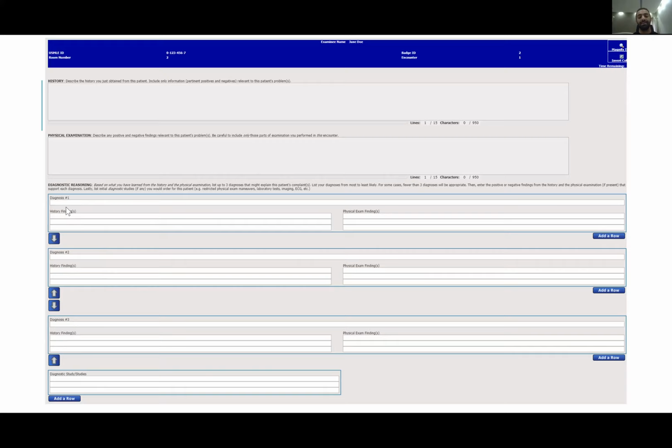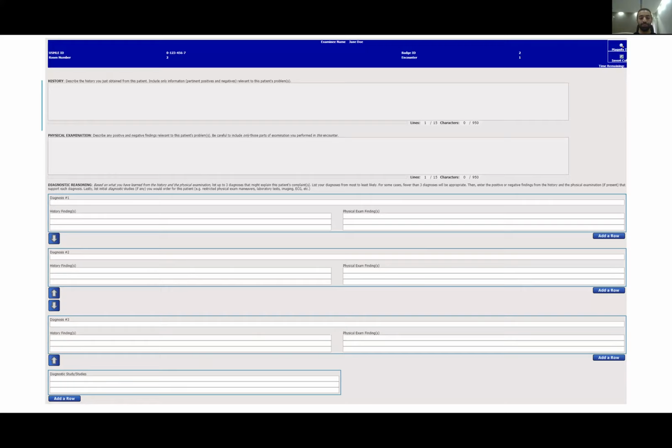And you put the findings that support each differential diagnosis, in the history and the findings for examination. Lastly, you need to add your diagnostic workup. If you want to do some blood test, you want to do some imaging, you want to do an EKG, you want to do whatever you need to do, you put it in the diagnostic studies. Also included here is the pelvic or genital exam or breast exam, you don't do them in the station. You'll just mention that you want to do it and you put it in the diagnostic studies.